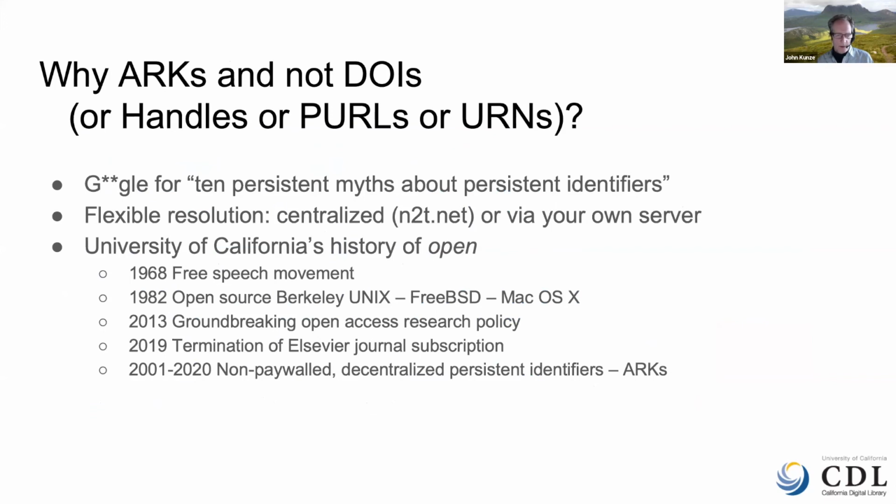So why ARKs and not DOIs or handles or PURLs or URNs? Well, ARKs were started in 2001 in response to flaws in earlier persistent identifier solutions. If you want a very terse and somewhat snarky summary, you can Google for "10 persistent myths about persistent identifiers." Some of this comes from this history of open, but there's also this whole concept of flexible resolution.